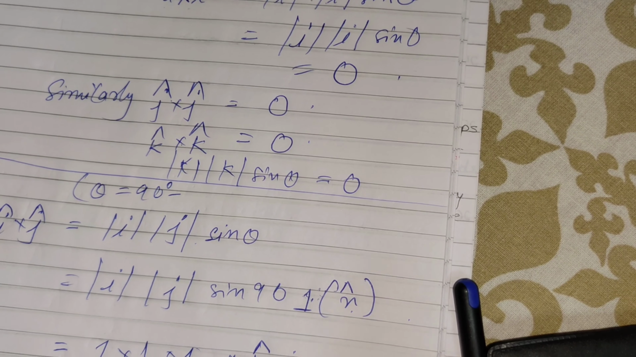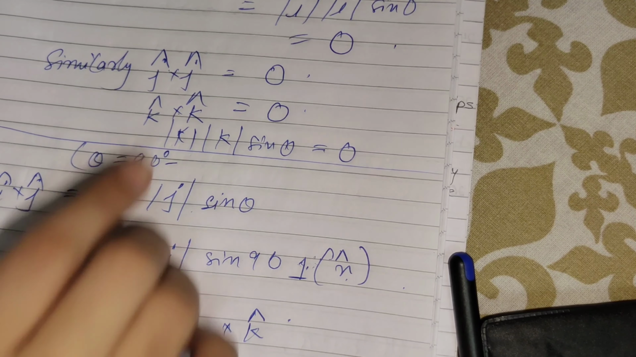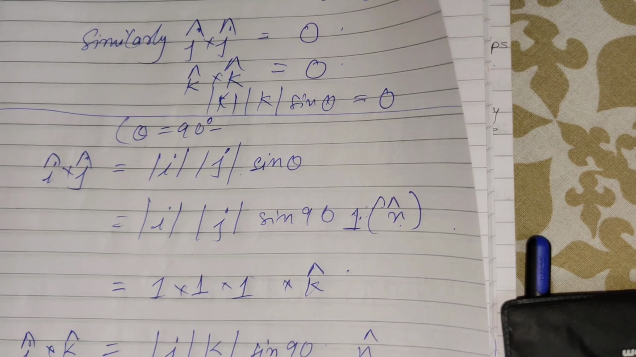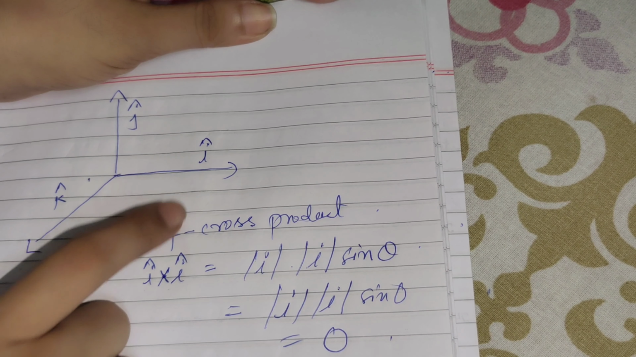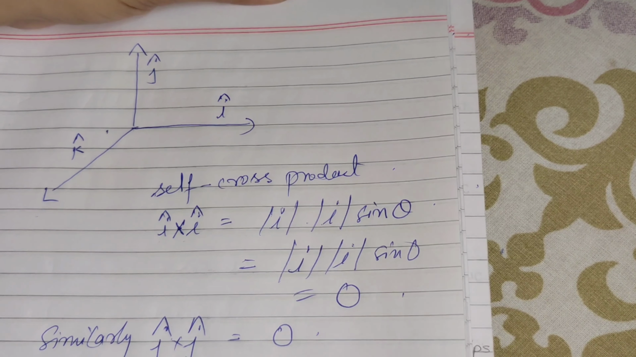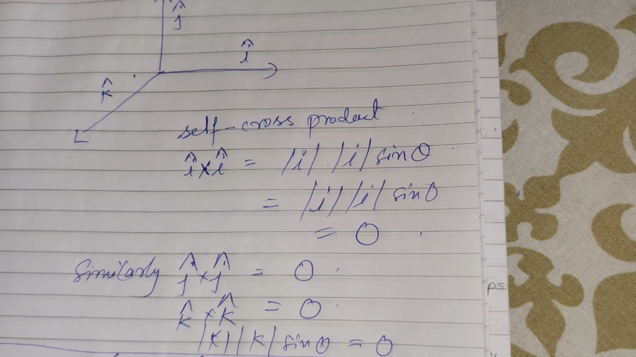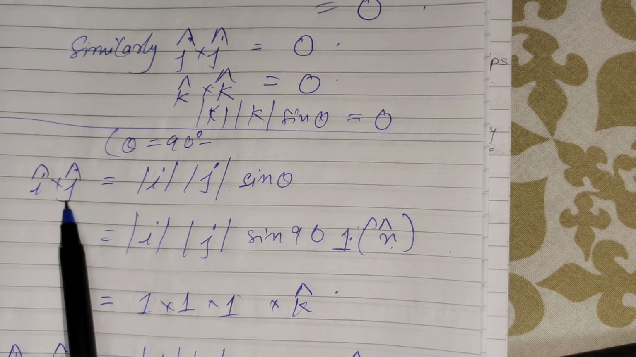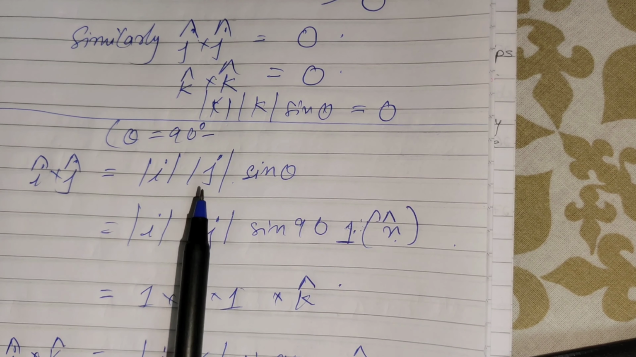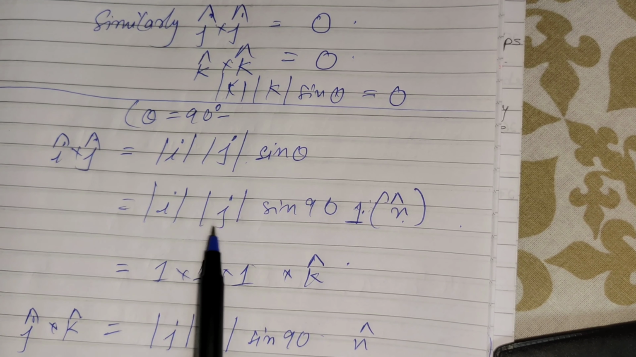Now let's have a look at the vector cross products between I, J and K. We all know the angle between I and J, J and K, K and I, they are all separated by 90 degrees. They are all perpendicular to each other. So theta is 90. Vector I cross vector J would be mod I mod J sine theta. Here theta is 90 degrees. So mod I mod J sine 90.